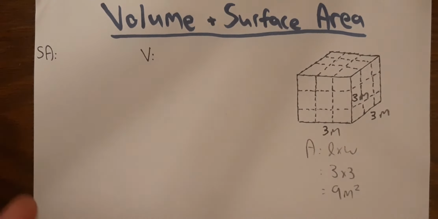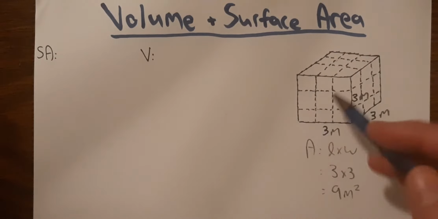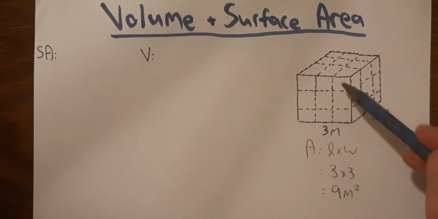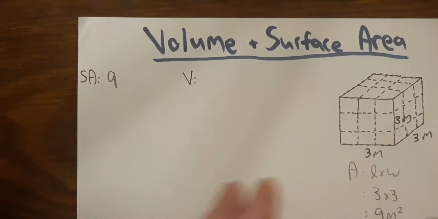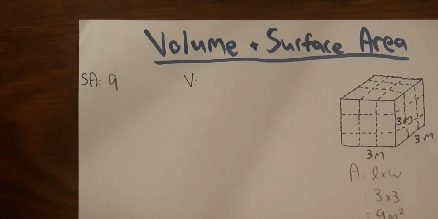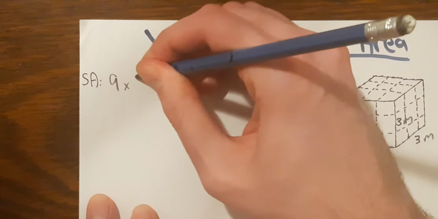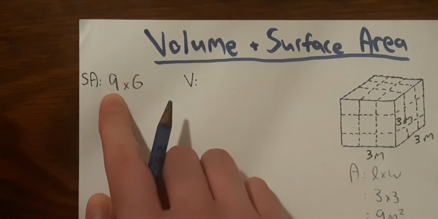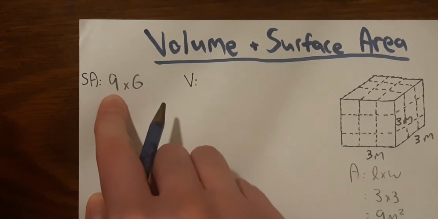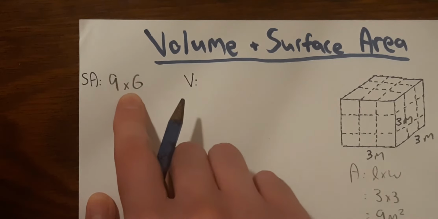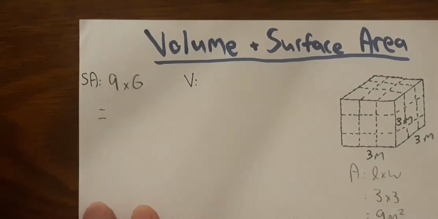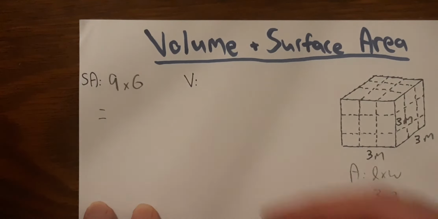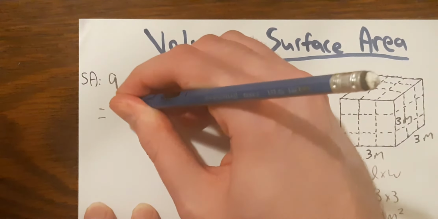But we want to find the surface area, right? Remember, how many sides are there in this cube? There's 6 sides. Well, we found the area of one side, which was 9, and then we want to multiply that by however many sides there are. Well, there's 6 sides. So we take the 9 meters squared, that's the area of the front. We times it by the 6 sides that there are. What's 9 times 6? That's going to give us 54.